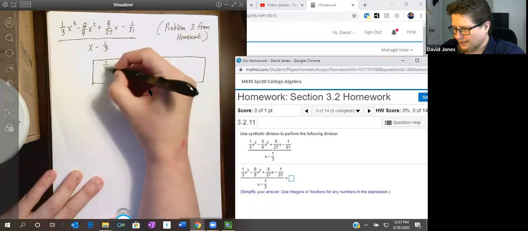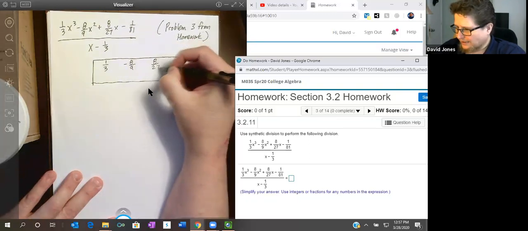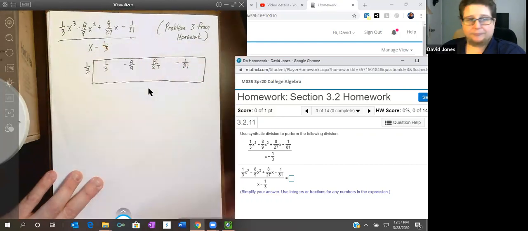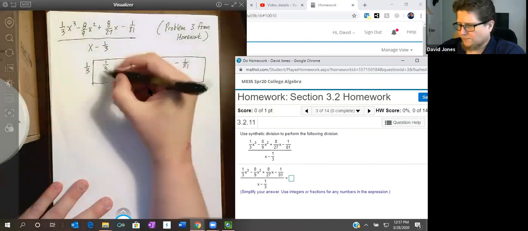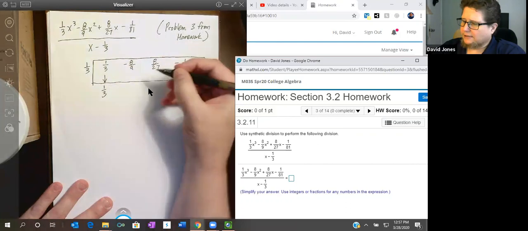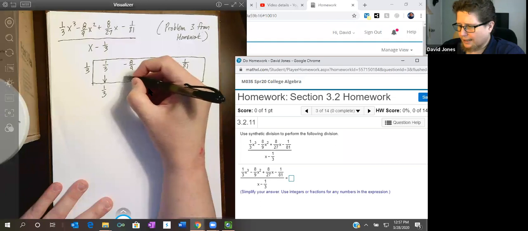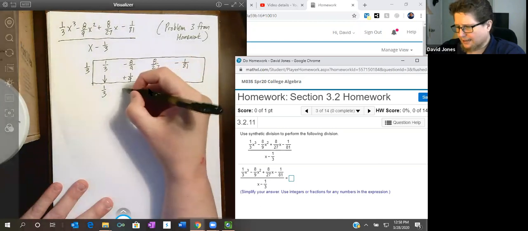You just got to work with them as is, which is going to give you some practice with fractions. I've got 1/3, -8/9, 8/27, and -1/81. Outside is 1/3. Bring the 1/3 down. 1/3 times 1/3 is 1/9. And here we only combine numerators. -8 plus 1 is -7/9.